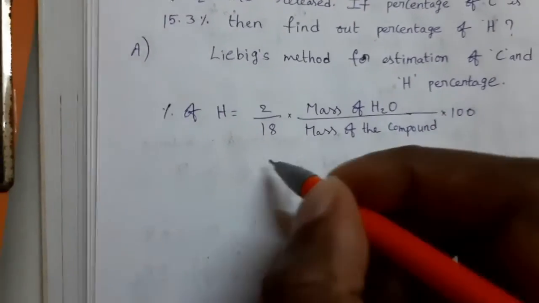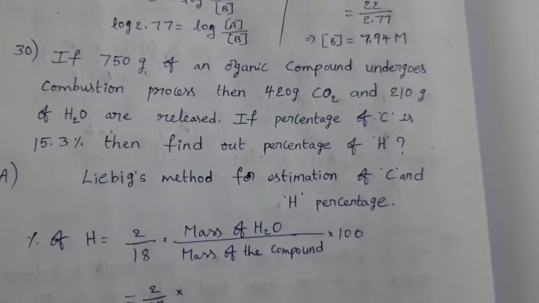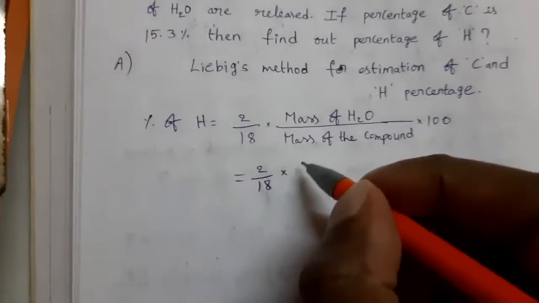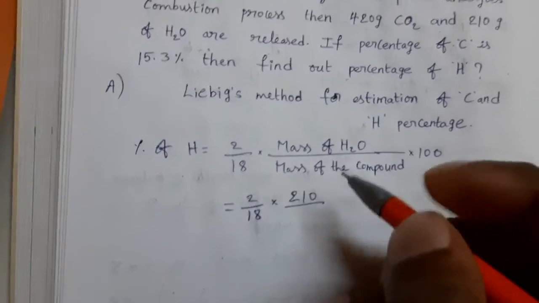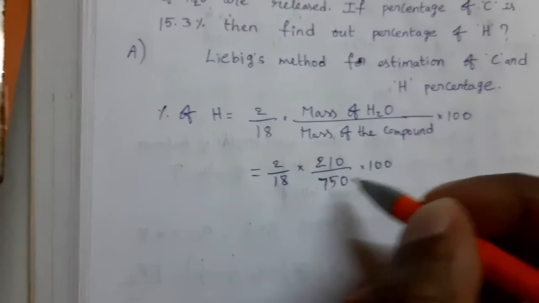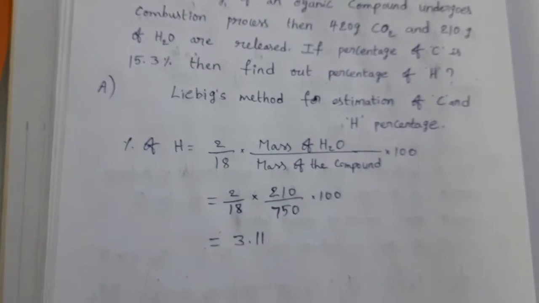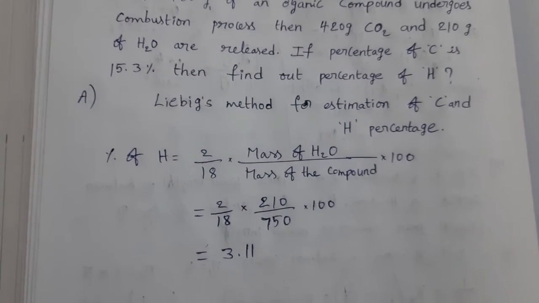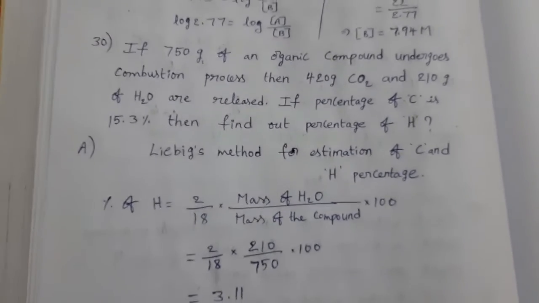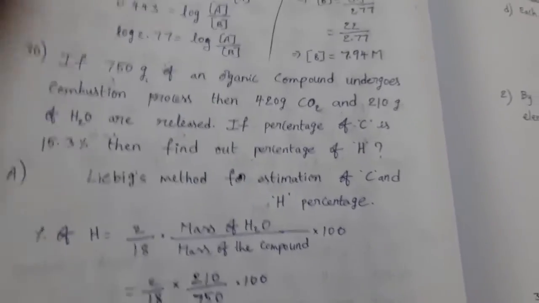into 100. 2 by 18 into mass of H2O. In the given question, how much weight of H2O is released? 210 grams. So 210 divided by mass of the compound 750, 750 into 100, that equal to 3.11. So percentage of hydrogen is 3.11. Okay students, with this March 16th morning shift IIT JEE paper completed successfully. Go to the next question paper.